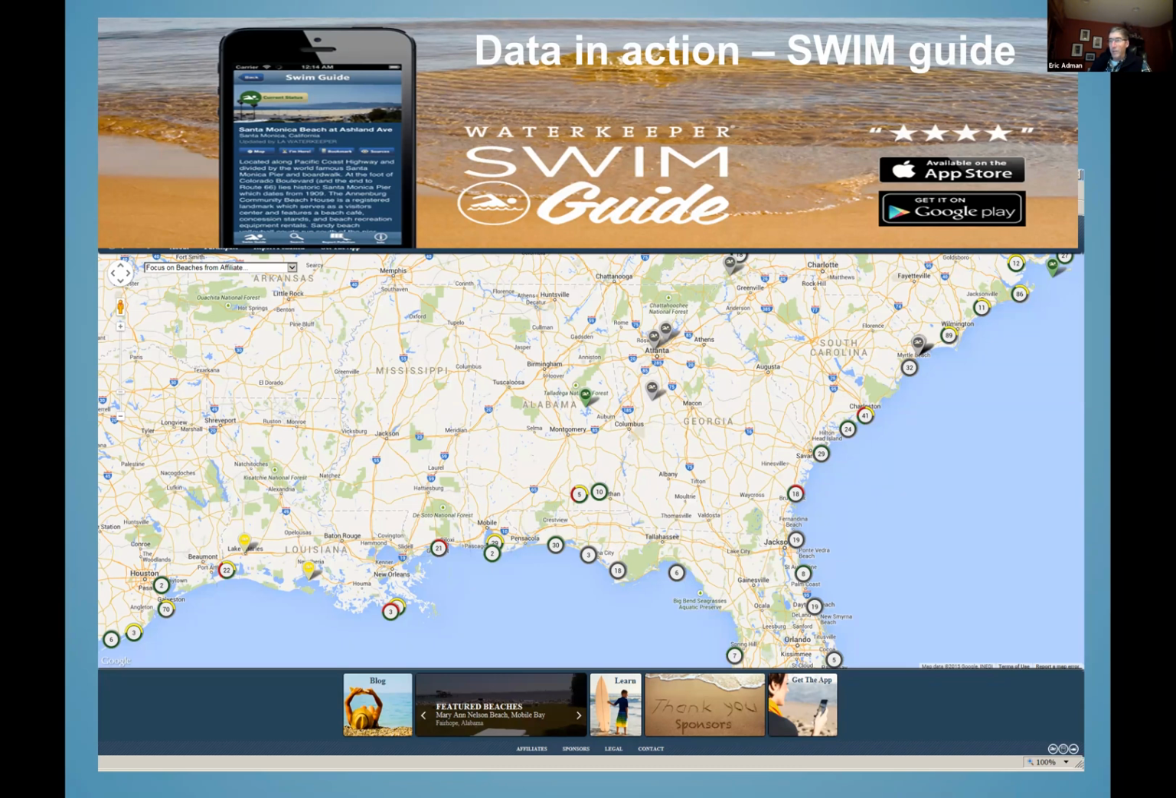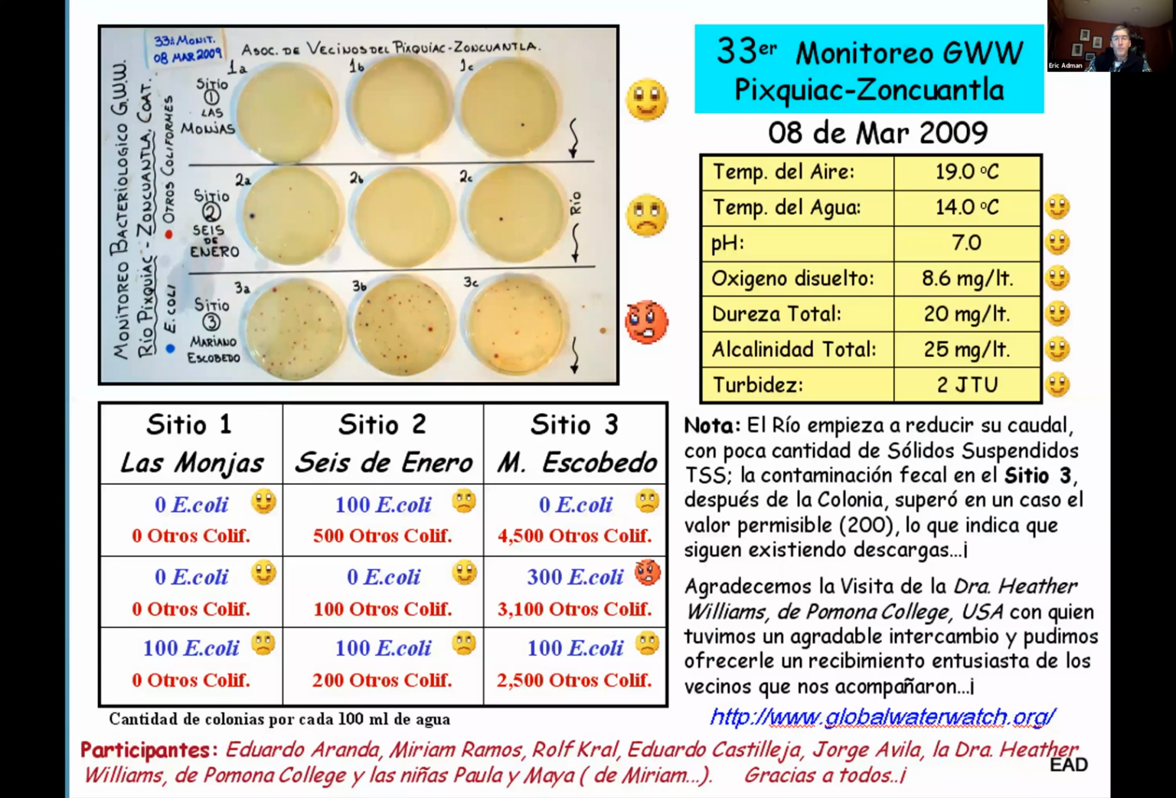Another example of how bacteria monitoring data is used is something called the Swim Guide by Waterkeeper. This is data which in some cases is collected by volunteers and reported, and then used to identify whether the level of bacteria is safe or not for swimming at various beaches. And here's an example from Global Waterwatch Mexico, showing an informational poster they put together to communicate to the public the different sites and the levels of bacteria they found at each. So all kinds of different things you can do with your data.